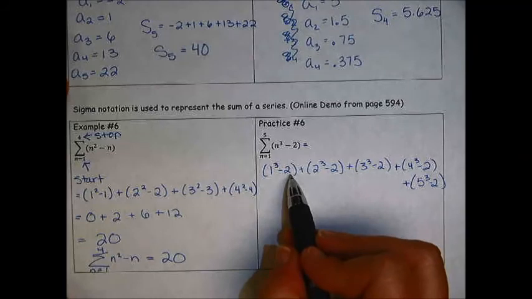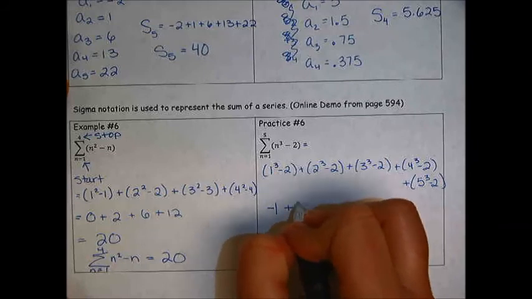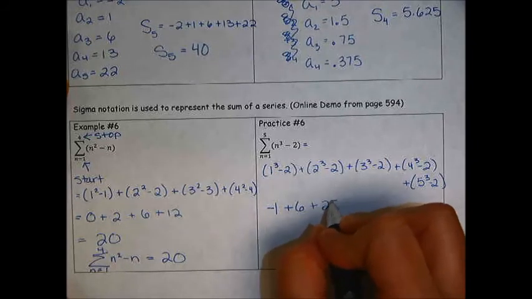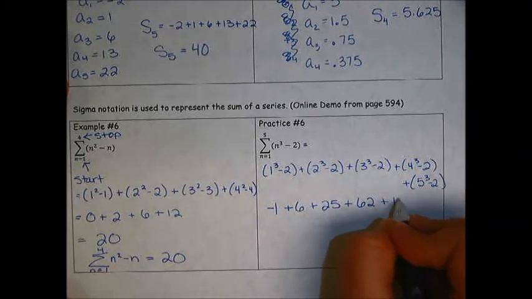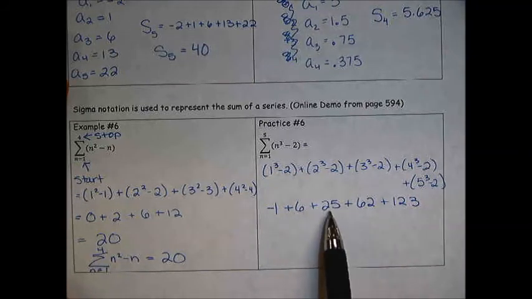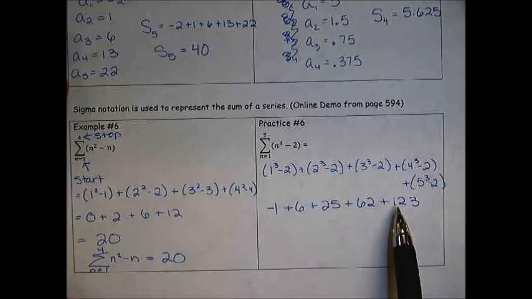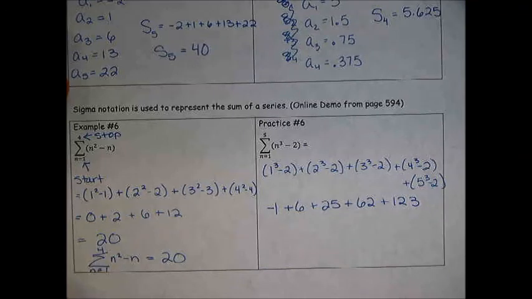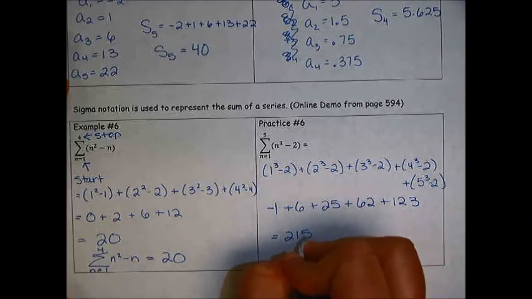1 cubed minus 2 would be negative 1. 8 minus 2 is 6. 27 minus 2 is 25. 64 minus 2 is 62. And 125 minus 2 is 123. I know that negative 1 plus 6 is 5, plus 25 is 30, plus 62 is 92. So I need to add 92 to 123. It's going to be 8 short of adding 100. So 223 minus 8 would be 215. So my answer would be 215 for this problem.